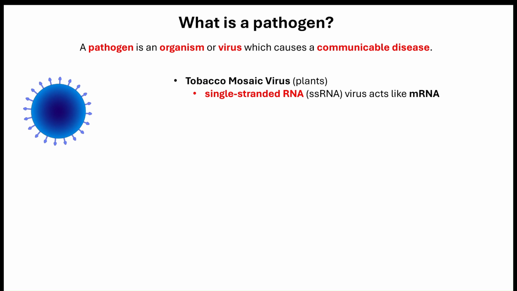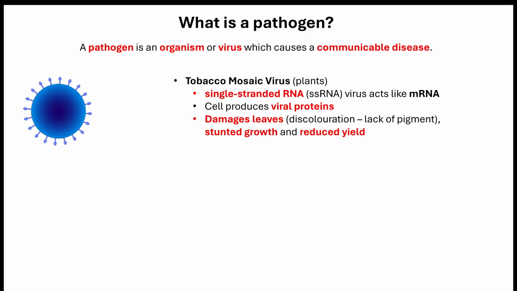So if you've got a single-stranded RNA, which acts like mRNA, what you understand then is that that can be translated to produce the proteins. If that single-stranded RNA binds to the ribosomes, that will then code for the sequence of amino acids. So again, it's the interlinking that you need to think about. So the cell is going to produce viral proteins.